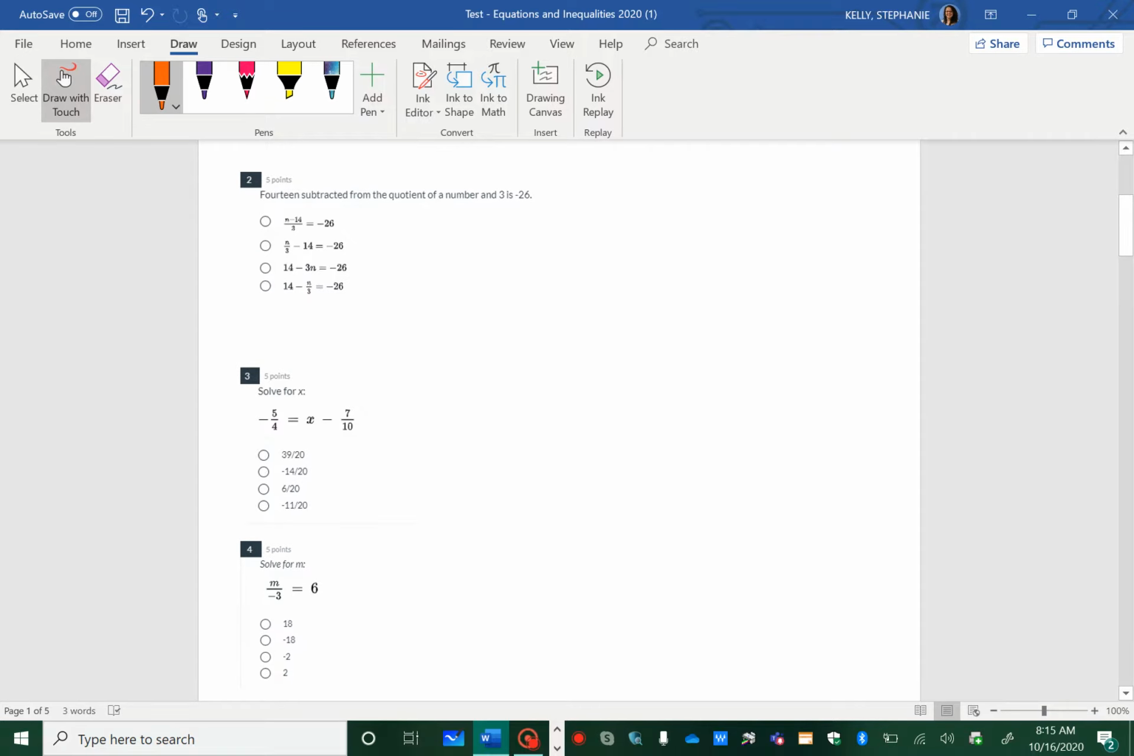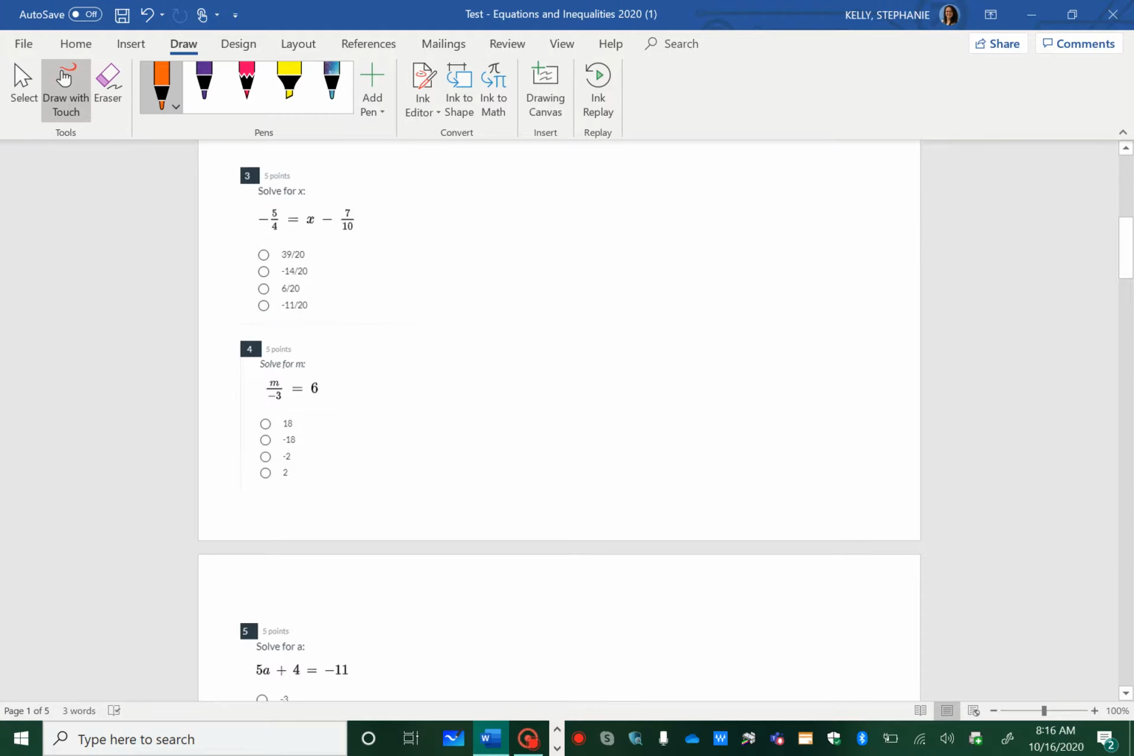14 subtracted from the quotient of a number and 3 is -26. So 14 subtracted from the quotient of a number and 3. So that would be your second option.